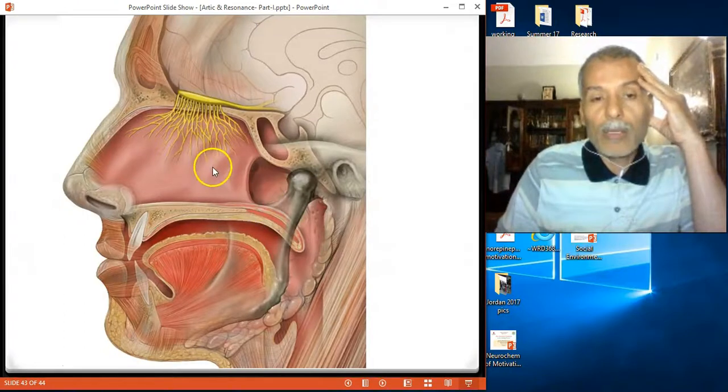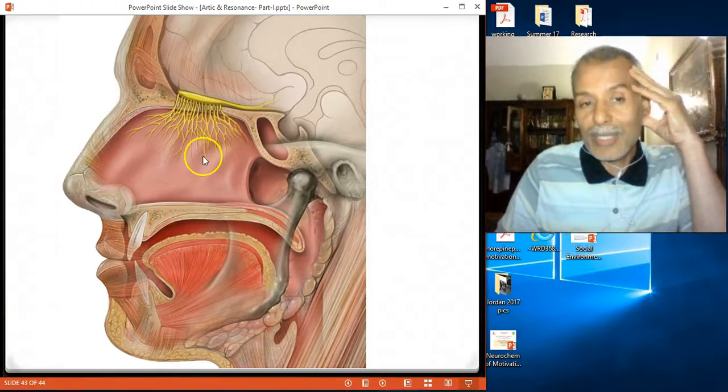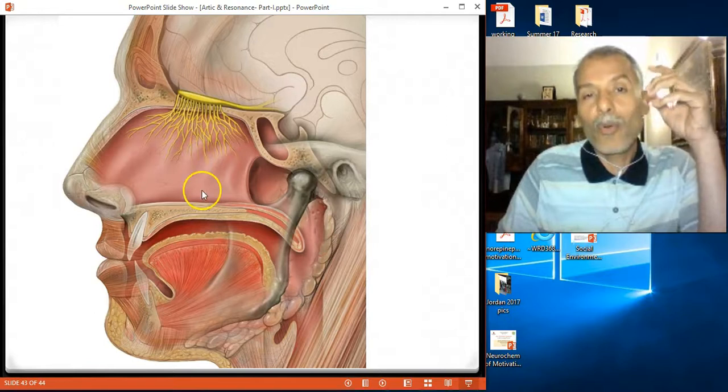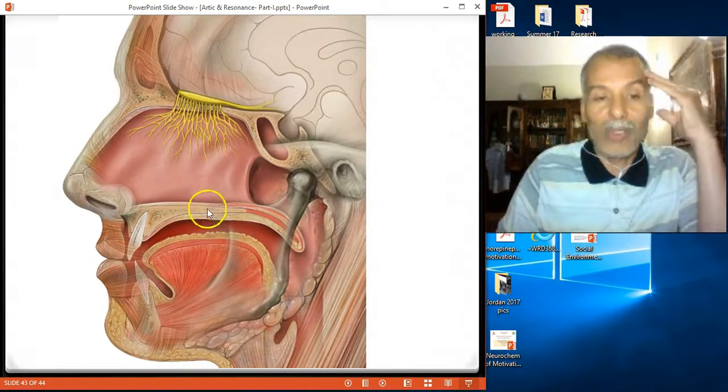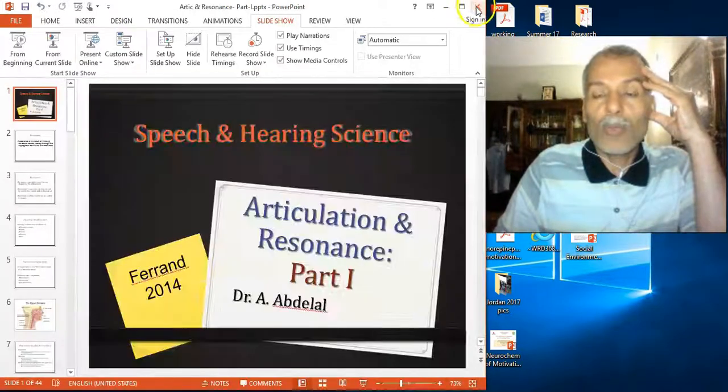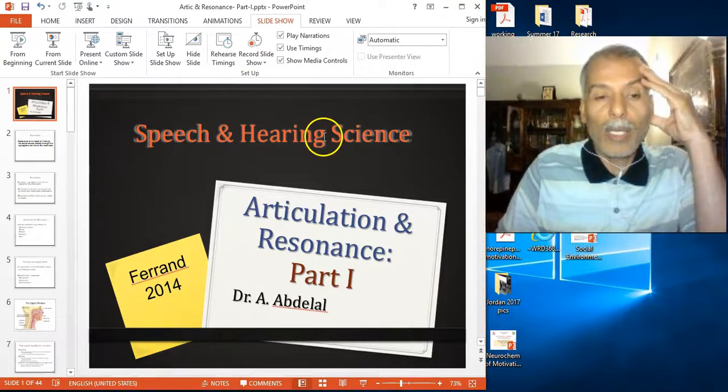So the nasal cavity is very, very important in many things. And in addition to all of these functions, it serves as a resonator, as a part of the vocal tract to resonate nasal sounds. So we end it here, and what is going to follow will be the other 2 parts. So thank you.